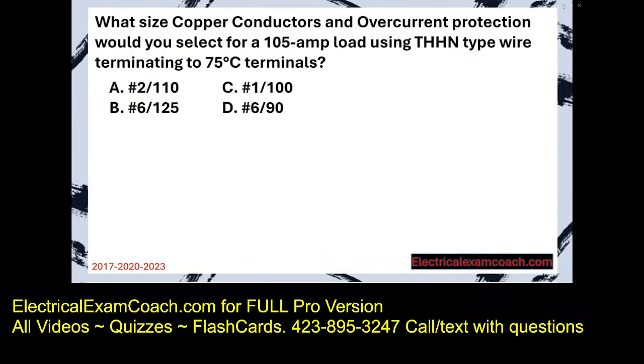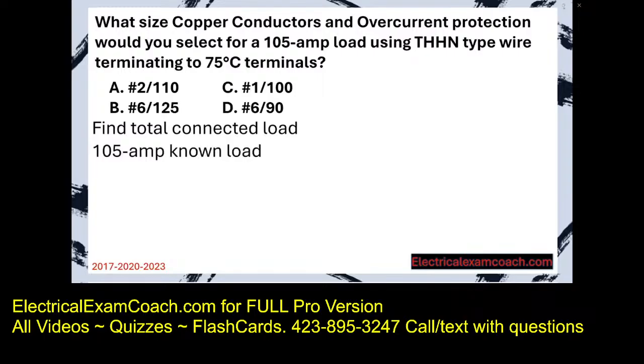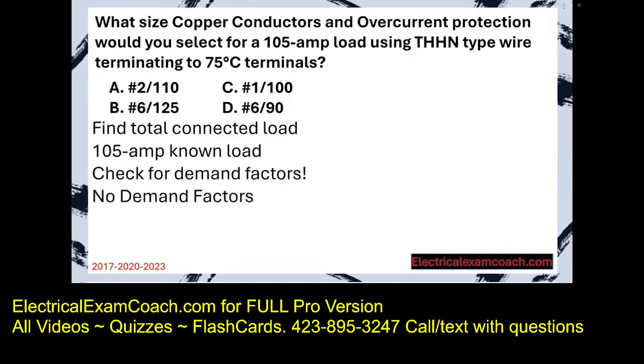Let's get to it. What size copper conductors and overcurrent protection would you select for a 105 amp load using THHN type wire terminating to 75 degree C terminals? Step 1, we're going to find the total connected load. Our starting known load is 105 amps, but we must check for demand factors. It doesn't mention a specific type of equipment or for how many hours that it's running, so in this case there are no demand factors. First thing we're going to do is size our overcurrent protective device. For that, we head to table 240.6(A) and choose the next standard size up.